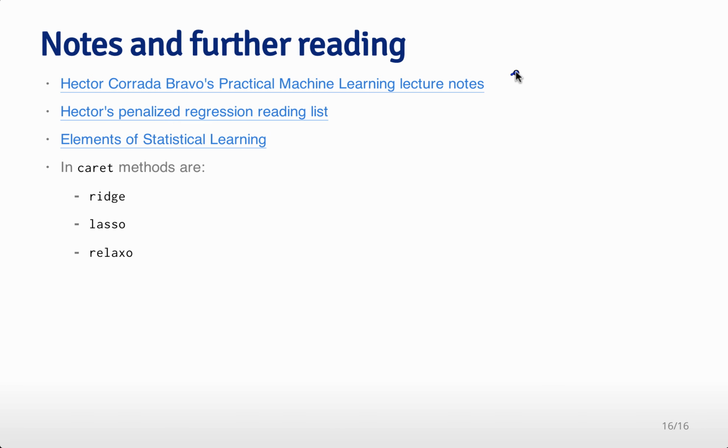There are a really good set of lecture notes from Hector Corrada Bravo that you can find at this link. He also has a very nice list of a large number of penalized regression models. And then the Elements of Statistical Learning book covers this penalized regression idea in quite extensive detail if you want to follow along there. In caret, if you want to fit these models, you can set the method equal to ridge, lasso, or relaxo to fit different kinds of penalized regression models.